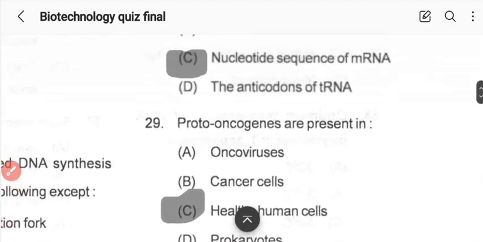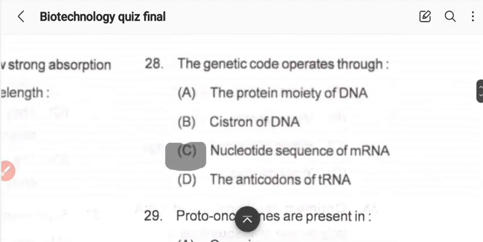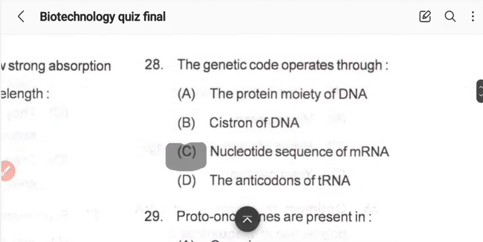Then the next question is 28. The genetic code operates through what? The genetic code operates through the nucleotide sequence of mRNA. Okay, it cannot directly produce the protein, but it will produce the protein through mRNA. So the answer is C.